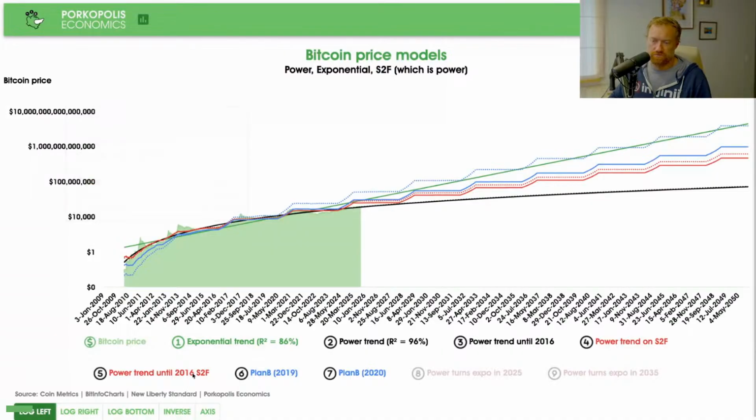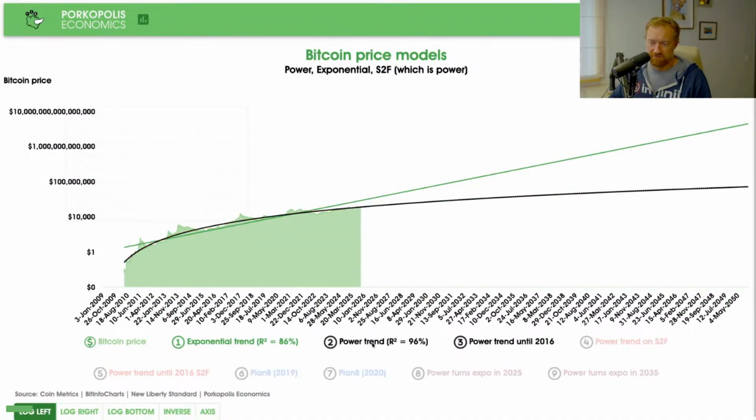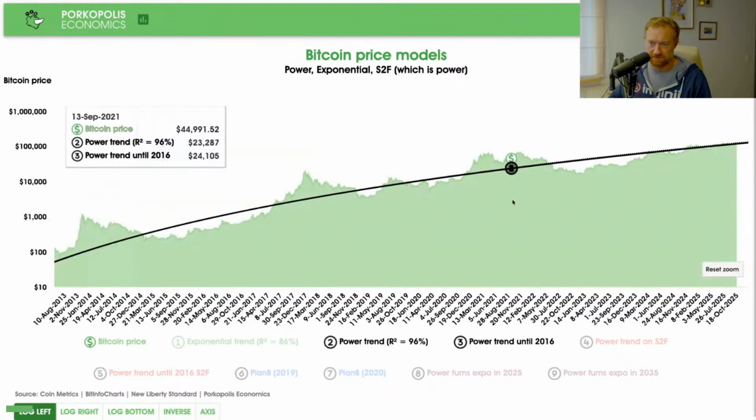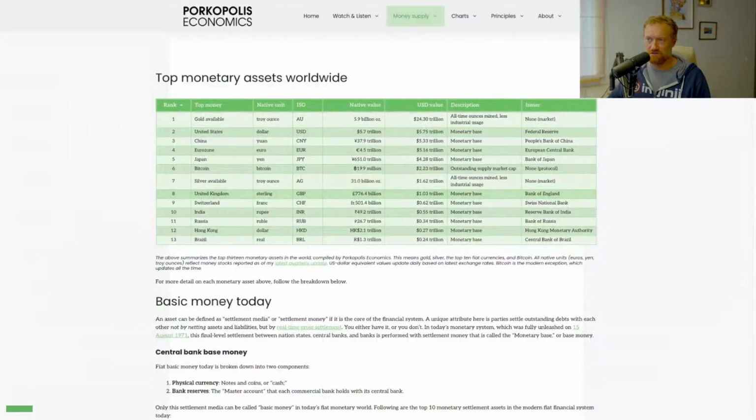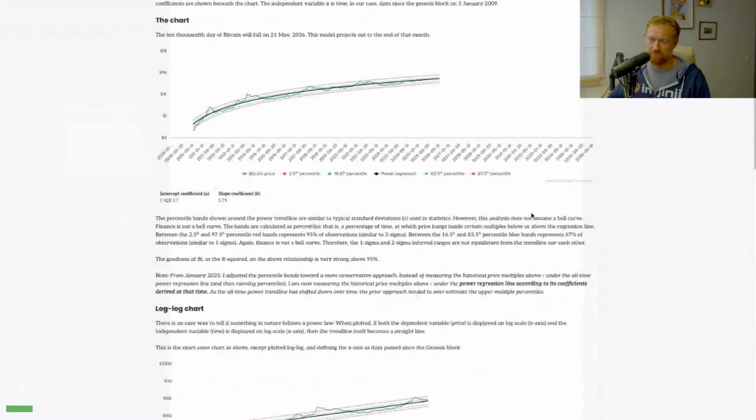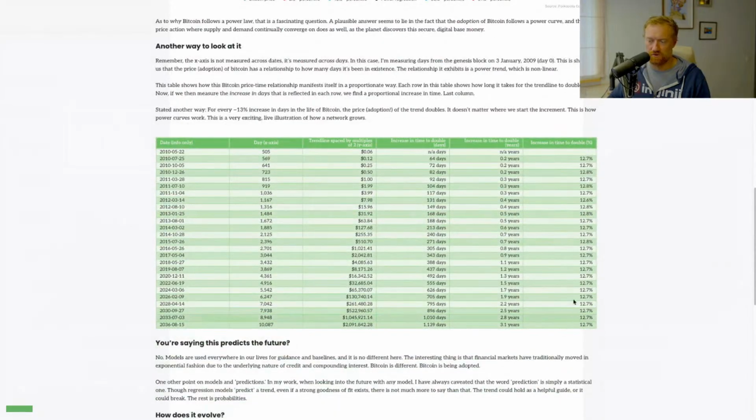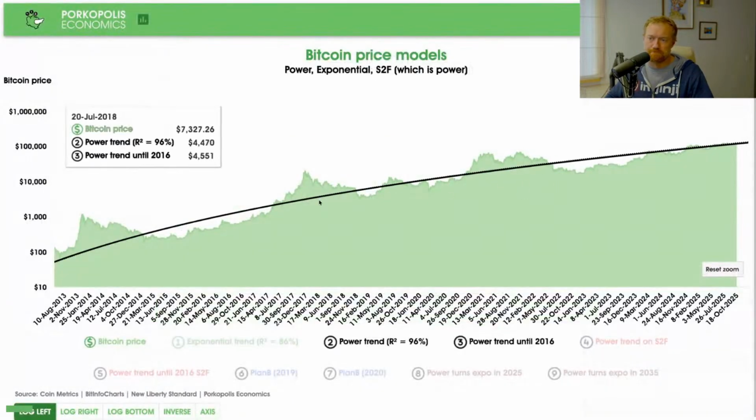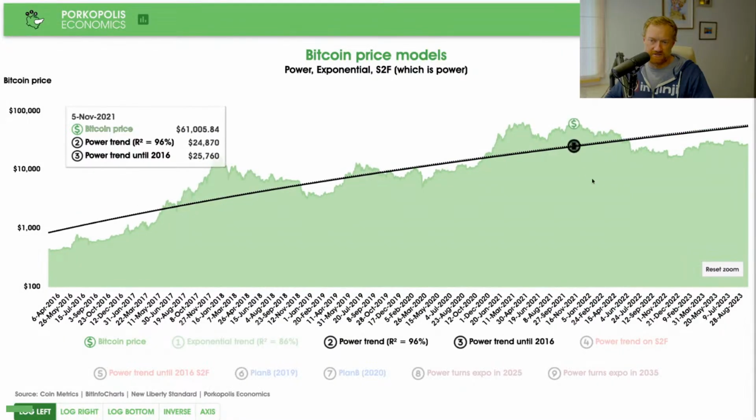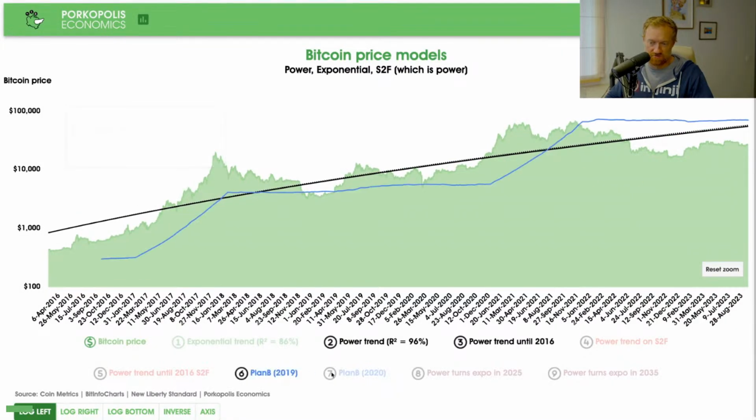So scale invariance, like I said, you can pick any point on an exponential trend, measure the slope, and 12.7, 12.8%, which you can see here. All the calculations are on my website: a 12.7, 12.8% increase in the life of Bitcoin will double the trend line. That's what it does. So we have scale invariance. You can do that anywhere. With a stair step, with a stock to flow model, you're just not scale invariant.